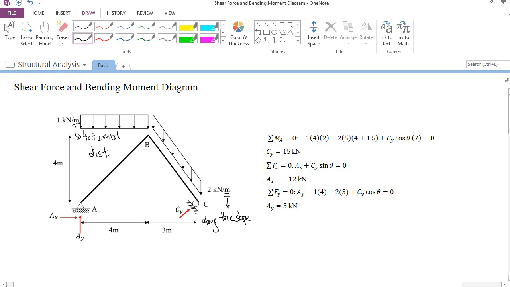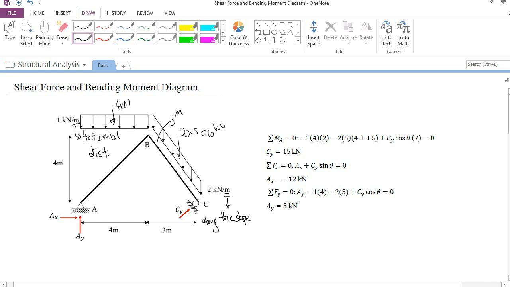So what I mean is that the total load produced by the first distributed force is 4 kilonewton, and for the second one, the total load produced by the second distributed force is 2 kilonewtons times 5. 5 is the length of BC. 5 meter basically is 10 kilonewton.